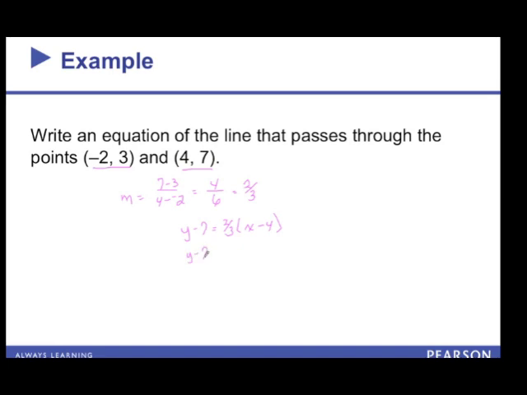So y minus 7 equals 2/3 x minus 8/3. And we'll need to add 7 to both sides. And remember, the 7 is 21/3. So y equals 2/3 x, adding 21/3 to -8/3 will be plus 13/3. And it's okay to leave an improper fraction as long as it's reduced. You do not have to change to a mixed number.